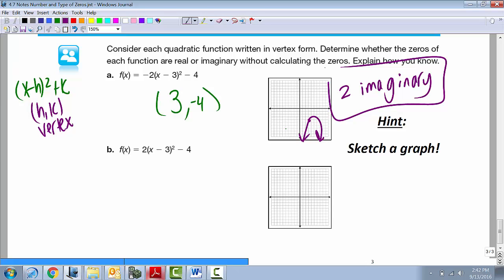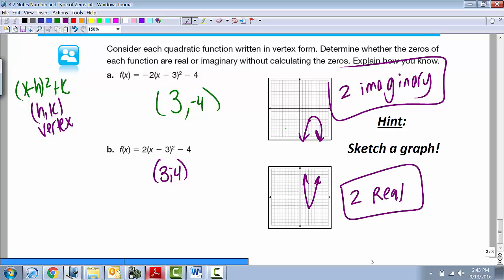Okay? Let's try it again. Look, it's the same exact problem, yes? So my vertex is still 3, -4. Let's graph that again. Right 1, 2, 3, down 1, 2, 3, 4. But now this time it's going which way, up or down? Up. So raise your hand and tell me for a prize, what kind and how many roots are there? 2 real. Good.